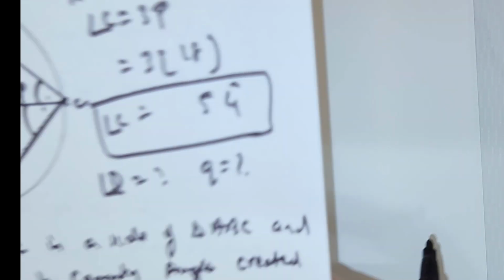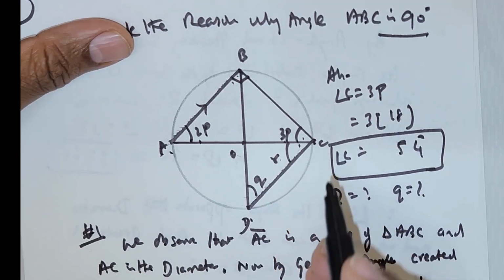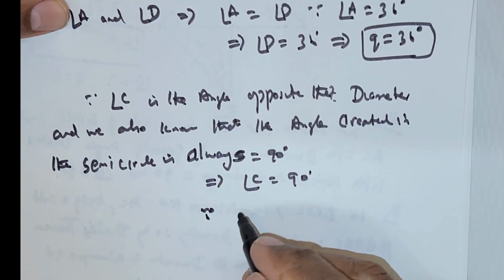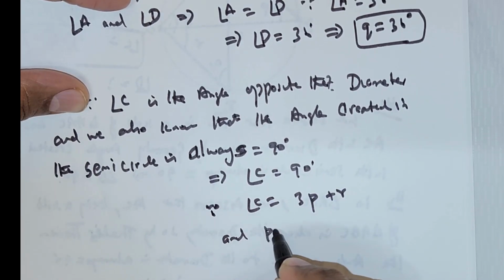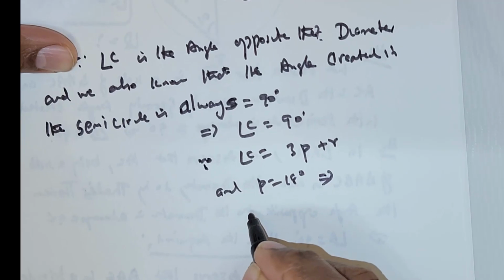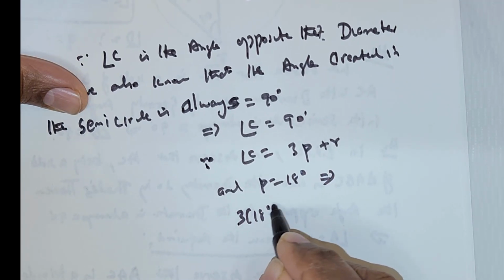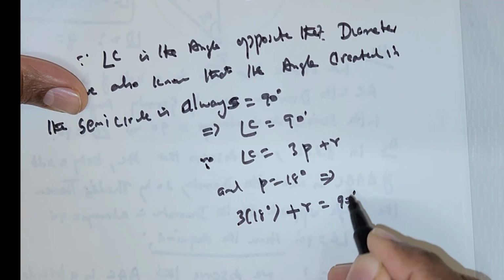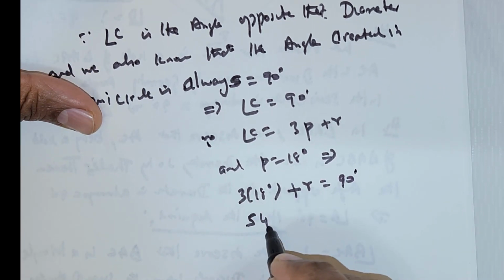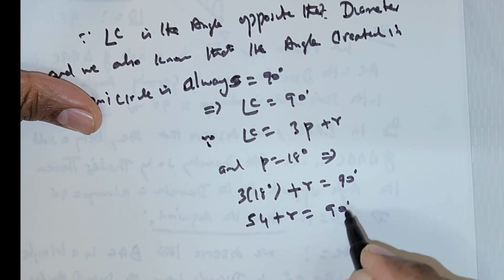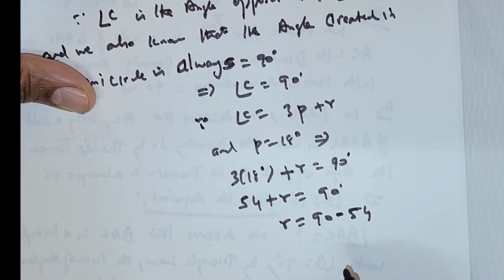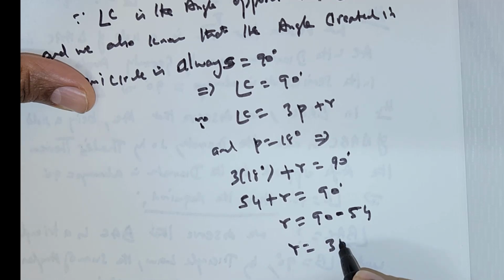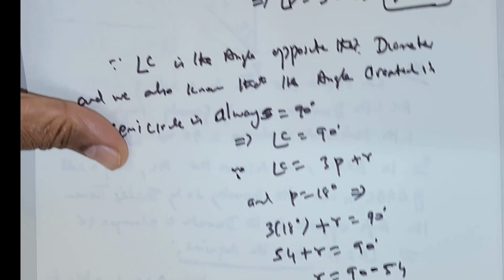Now since angle C is equal to 3p plus r, and p is equal to 18 degrees, this means 3 times 18 plus r is equal to 90 degrees, which means 54 plus r is equal to 90 degrees, which means r is equal to 90 minus 54, which means r is equal to 36 degrees. So that is the conclusion for this particular question.